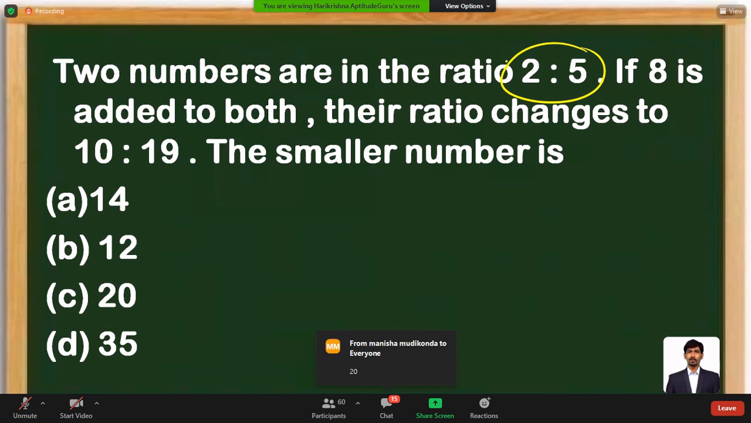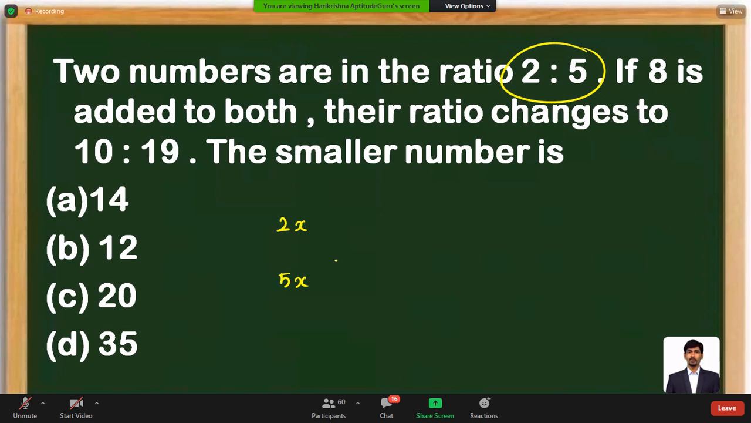You can just observe the data. Two numbers are in the ratio of 2:5. I am using a multiplier to represent them, because the numbers are in the ratio of 2:5, which means I cannot blindly take the first number as 2 and the second number as 5. We should use some multiplier. That's why I'm taking 2x and 5x as the values of them.